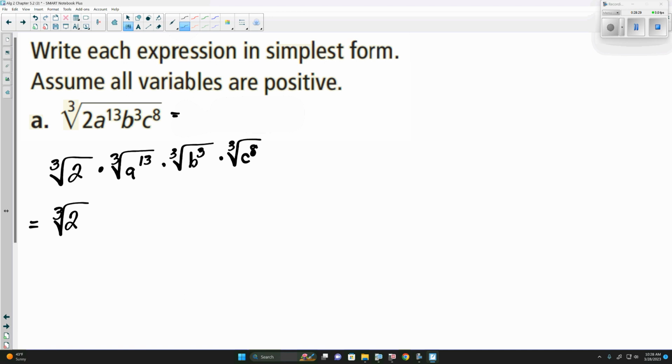Now, looking at the rest of them, a to the 13, it might be easier to see this as a fractional exponent. Same with b. Since the exponent is 3, 3 is on top, and our root of 3 is on bottom. And lastly with c, the number on top of the fractional exponent would be 8. The number on bottom would be 3.